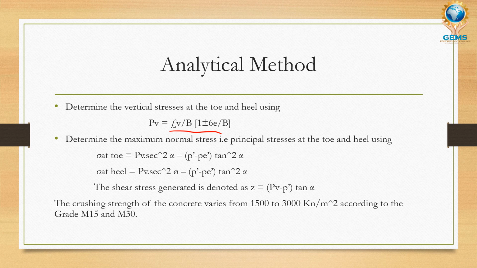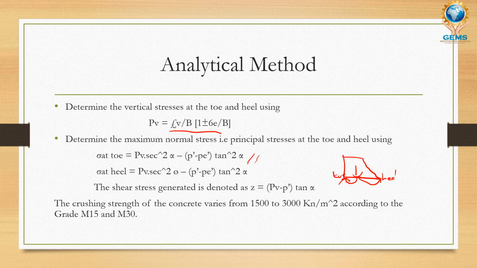Then determine the maximum normal stresses or principal stresses acting at the toe and heel. If you consider this gravity dam, here is how the vertical force acts in the toe portion and in the heel portion. This is the heel and this is the toe. You are going to find how these stresses act at these positions. So sigma at toe is PV into secant squared alpha minus P dash minus PE dash into tan squared alpha. This is an important formula, kindly know this.